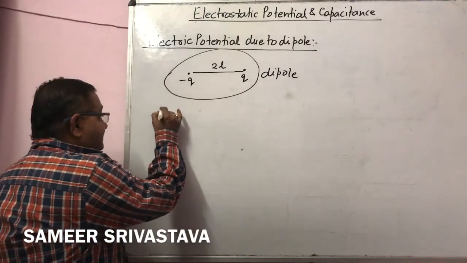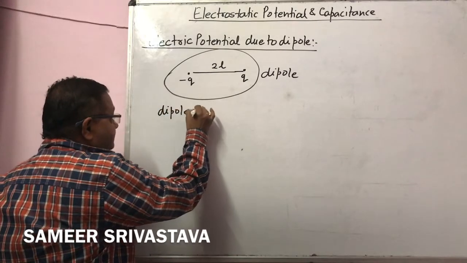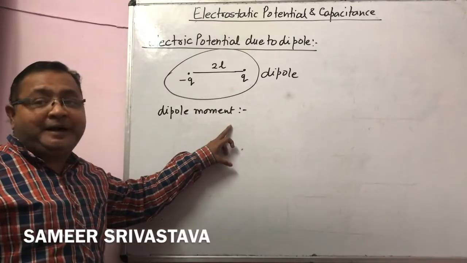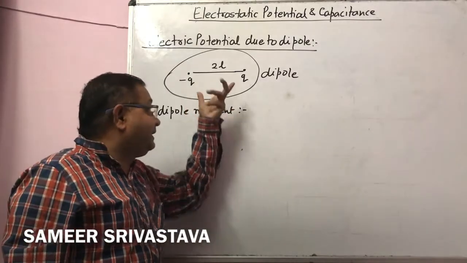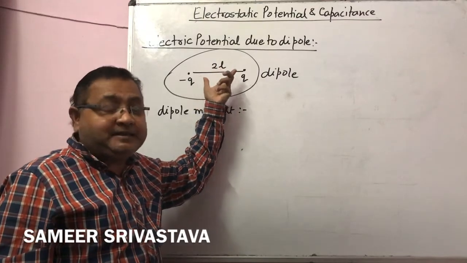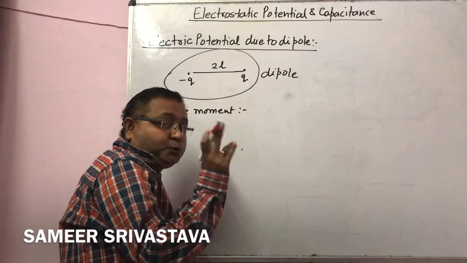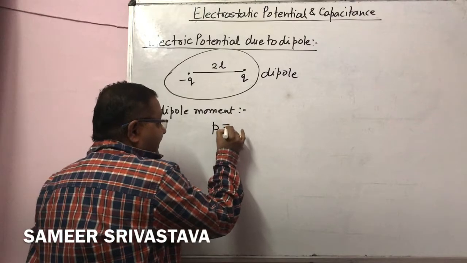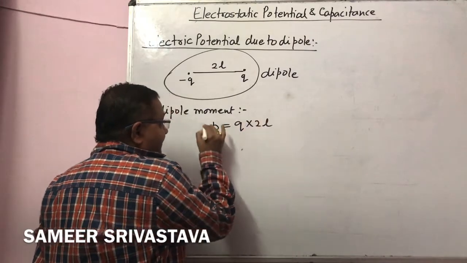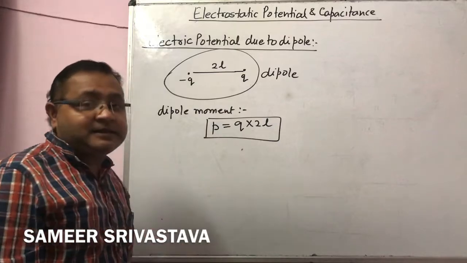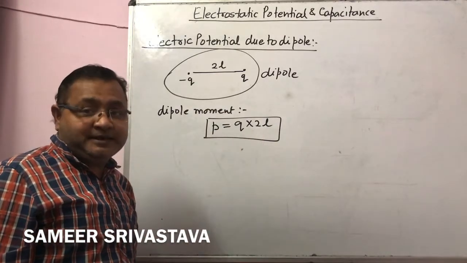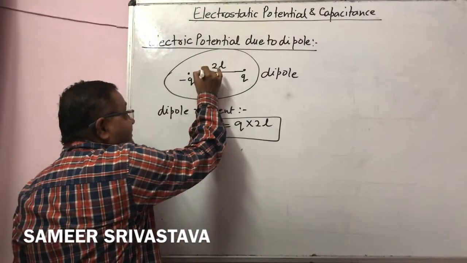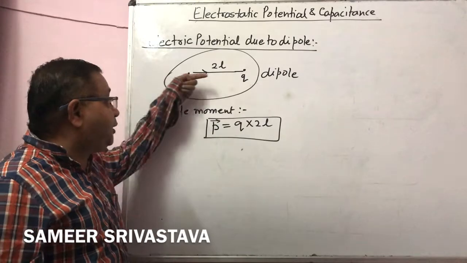And the second thing, dipole moment. What is the dipole moment? It is the product of magnitude of charge and the distance between two charges. We represent the dipole moment with P and its formula is q into 2l. As well as, the dipole moment is a vector quantity and its direction is from negative charge to positive charge.